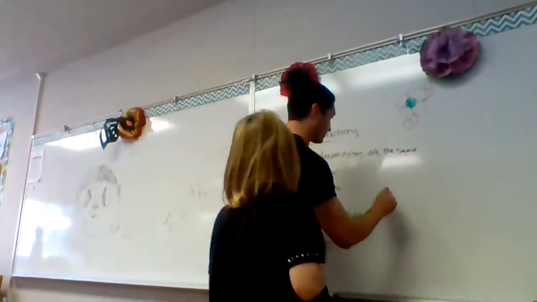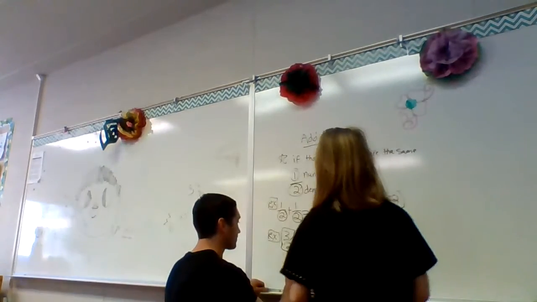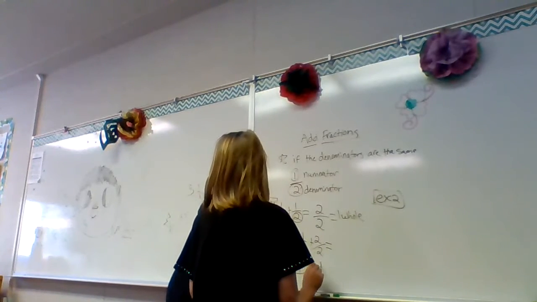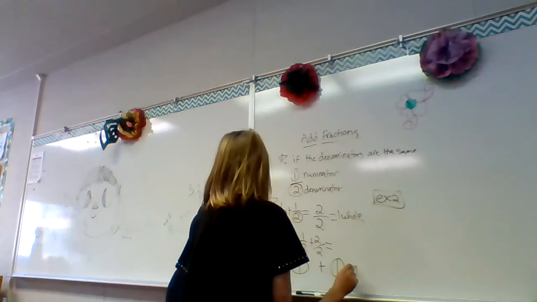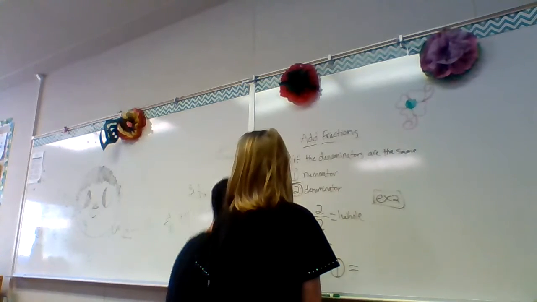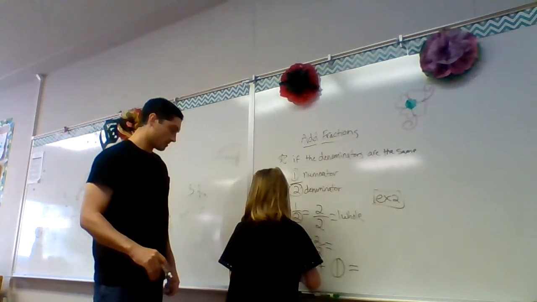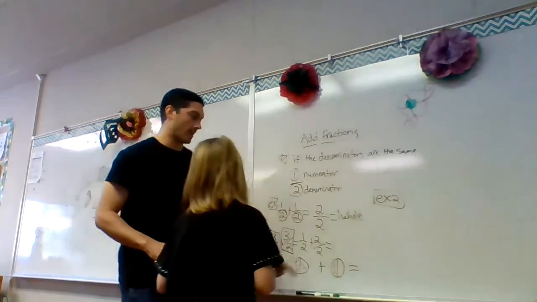Let's look at example 2. And if you wanted to see this as a picture, if we did a pie and we cut it into halves, then we added another pie and we cut it into halves, what would we color in? How many halves are we coloring in for 3 halves?